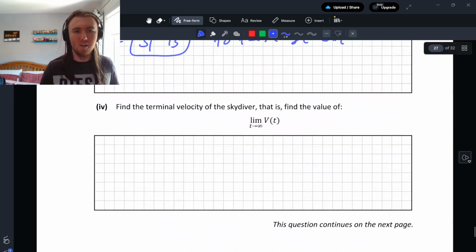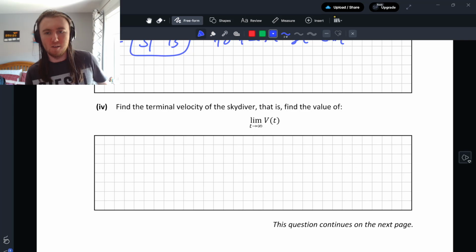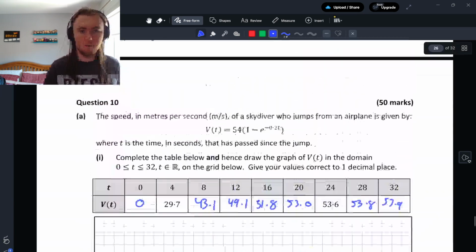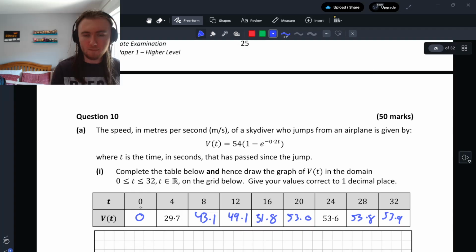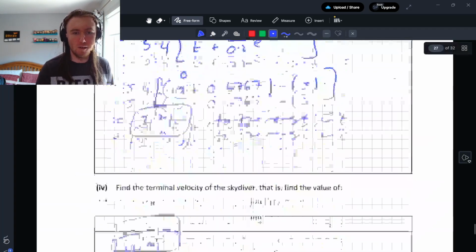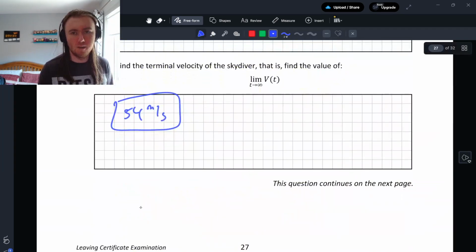Oh my days. Find the terminal velocity of the skydiver. That is, find the value of that. Well, that's just 54 meters per second. If you really want to go through the heck of it, then as you increase t, this term reduces to 0. So you effectively get 54 times 1 minus 0, which is just 54.